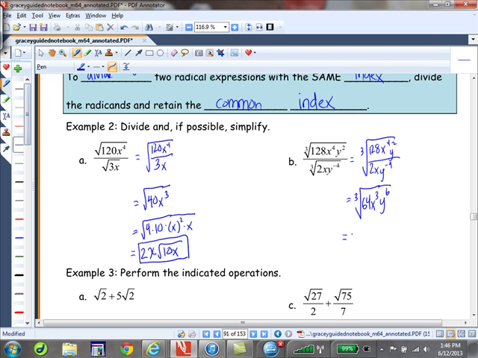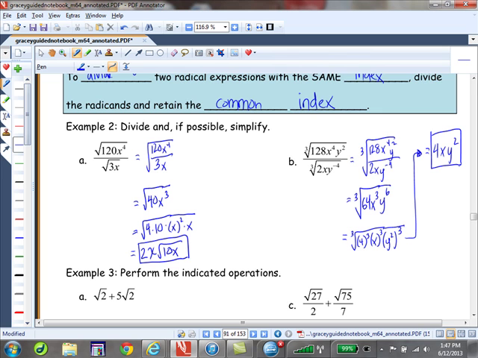So then I'll have the cube root of 4 cubed, which is 64. I have an x cubed, and then I have y squared to the 3rd, to the cube. So my end result will be 4xy squared, because those were the quantities being cubed.